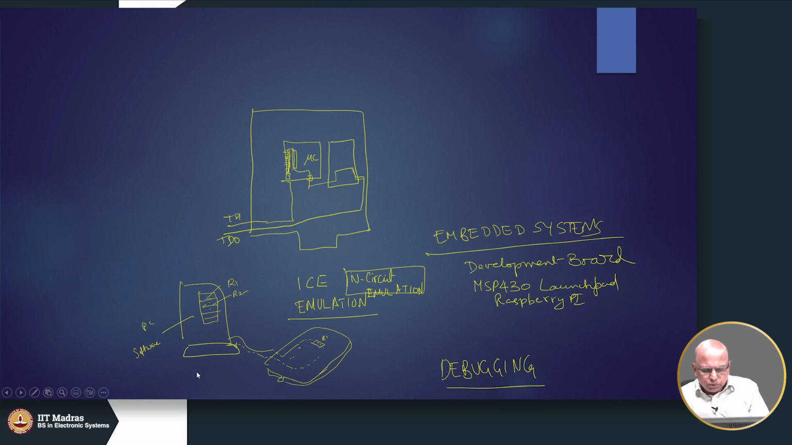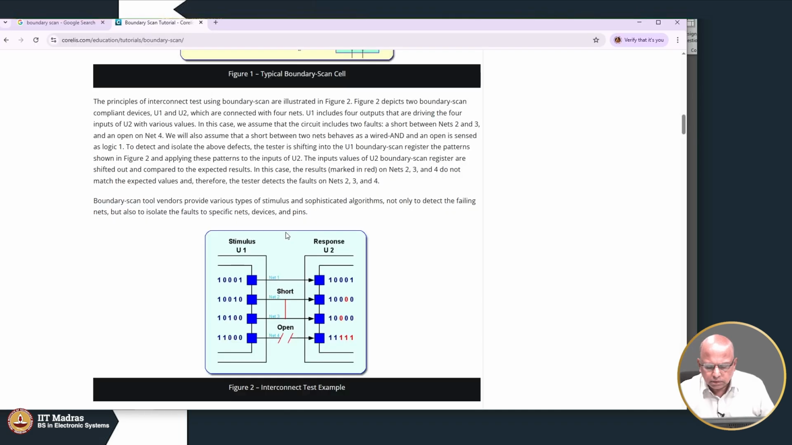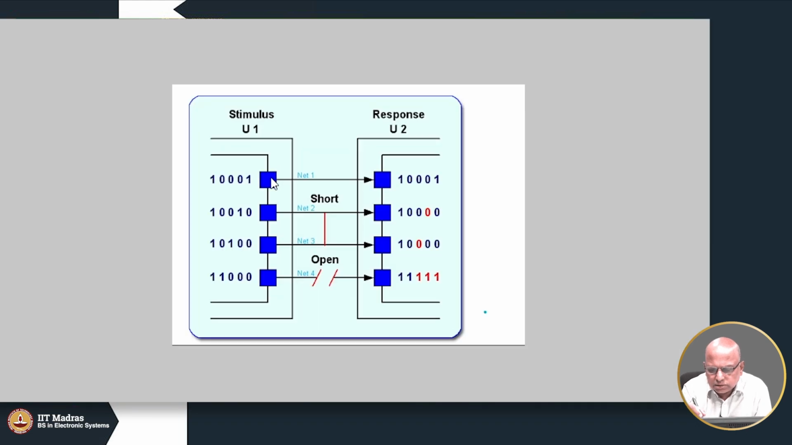Now let us talk a little bit about interconnect testing, how it is done. Now let us say there are two chips. So this is U1, one chip, and U2 is another chip. Net 1, net 2, net 3, net 4 are connections running between the two chips. So maybe this particular pin is an input. So this is normally the direct path. These are the functional paths.